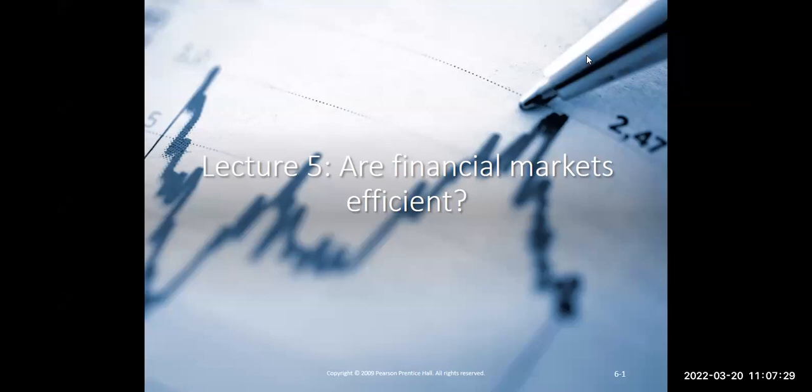There is always unemployment. There are always recessions, depressions, and crises. So that is something which is generally not attainable as far as economic efficiency is concerned. In this particular lecture, we shall first of all look at what we mean by the efficiency of the financial markets.